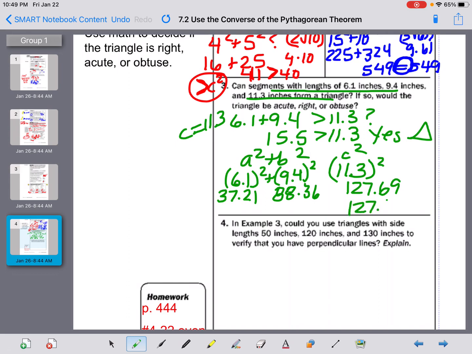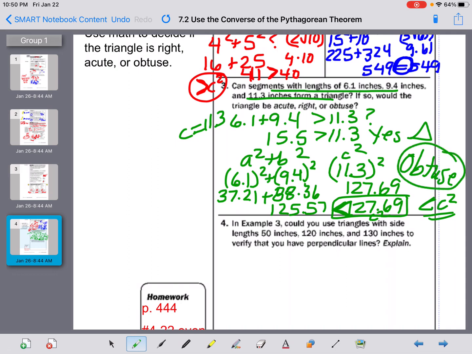All right, this one is 127.69. I'm going to add 37.21 plus 88.36, and I get 125.57. Which one is larger? This one is larger. Okay, so if this one is larger, which was my C squared, so if my C squared is larger, that is an obtuse triangle. Okay, so yes, it makes a triangle, and therefore it is obtuse after we do the work. Don't square things to check if it's a triangle, but you have to square things once you know it's a triangle to see if it's acute, right, or obtuse.